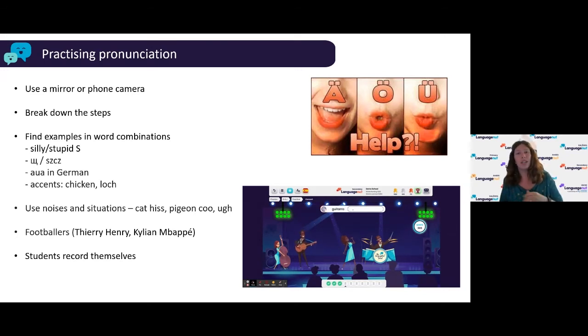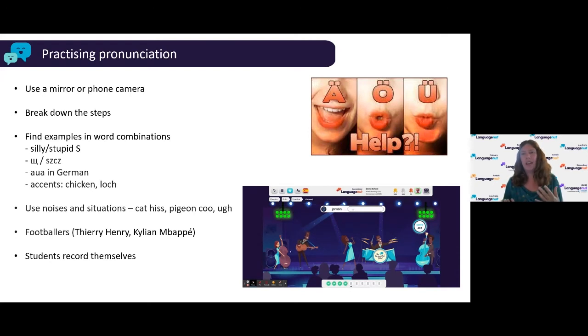But if you are teaching in a different part of, for example, the UK, you can use the accent of your area in order to find different phonemes, which you might not have necessarily thought about. You can use noises, or you can use situations, and this is one where you absolutely can have a lot of fun with it. So when teaching the h sound, I would get them to hiss like cats. Most people can do a cat hiss, and therefore they can say it.